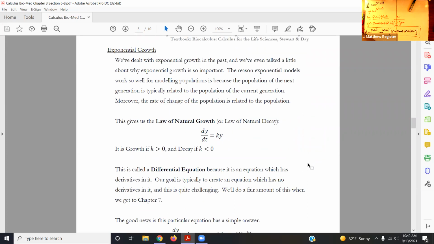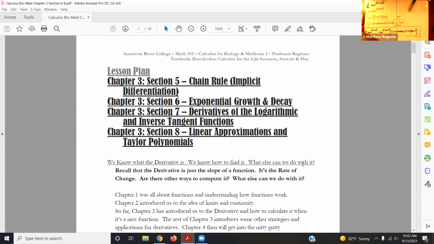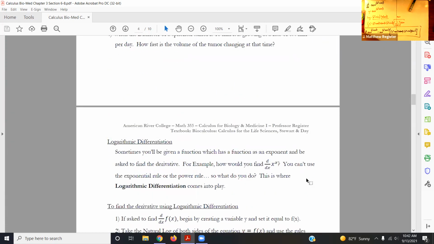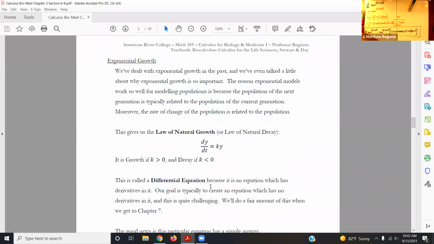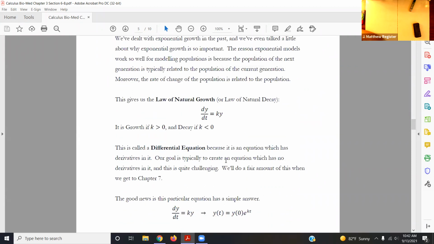Exponential growth. This is getting into that section which I told you should definitely read, which is 3.6. And 3.6 focuses almost exclusively on this idea of exponential growth. It gives us this differential equation, which they call the law of natural growth. If we ever have dy/dt equals ky, the solution to this is always going to be an e to the kt of some multiple. And looking at this, it's kind of a big deal.